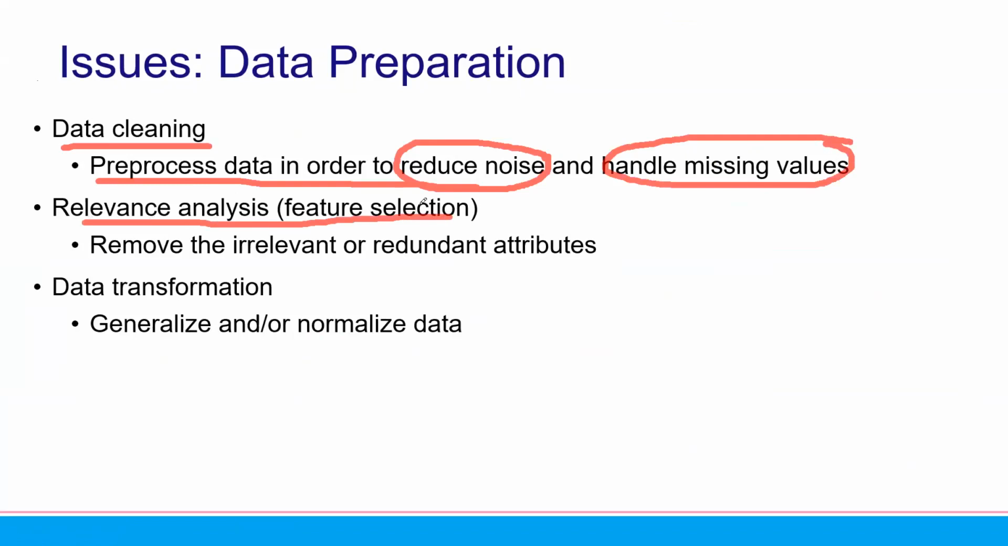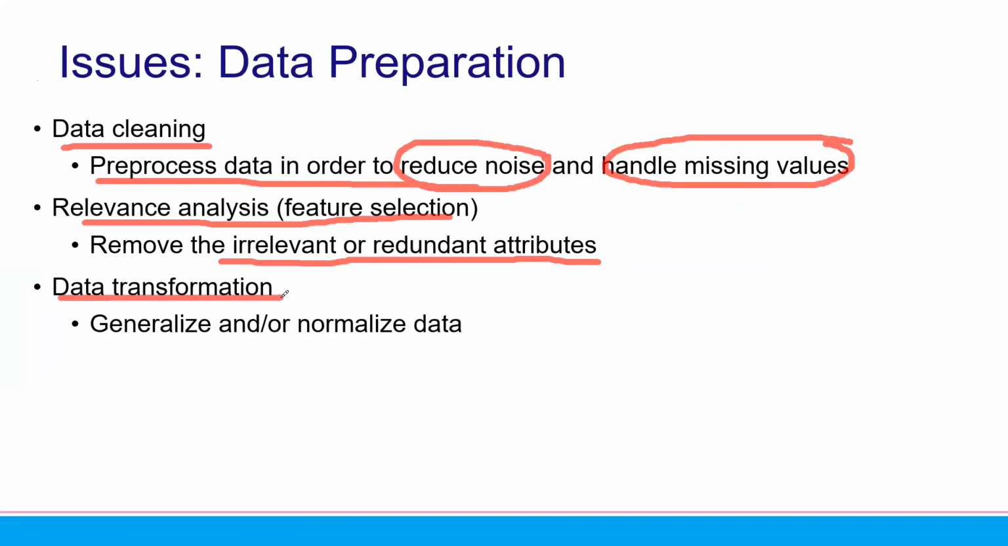So there is some analysis. We call it relevance analysis. We want to remove irrelevant or redundant attributes. We can use a method like PCA. We can reduce the columns, or we can use some numerosity reduction. We can reduce the rows and so on.